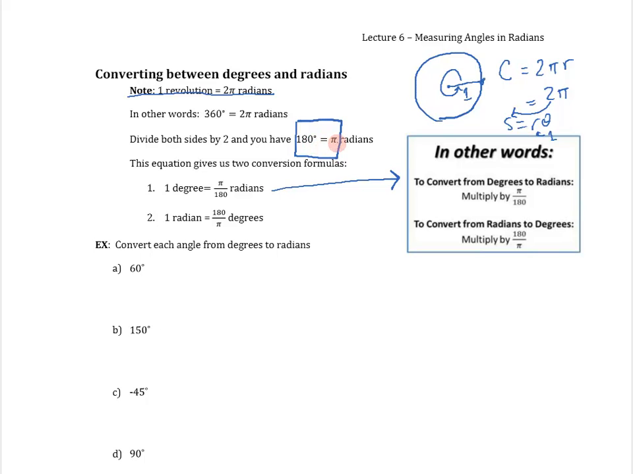On the other hand, if I took the pi and moved it to the other side, divided it across, I would have that 1 radian is equal to 180 degrees over pi. So multiply by 180 over pi if I want to convert the other direction. Okay, and I'll show you a quick and easy way to remember which one you multiply by, because you're either going to do pi over 180 or 180 over pi.